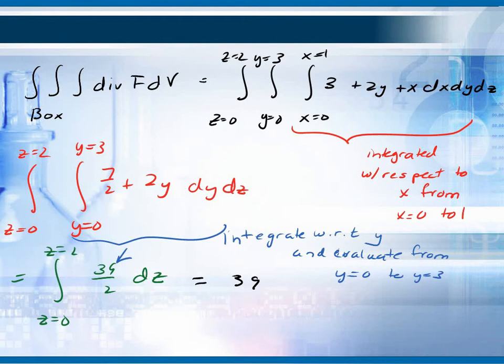And so you integrate this second integrand with respect to y and do the same thing. Apply the fundamental theorem of calculus. All the y's drop out and you're left with 39 halves. And then you integrate that with respect to z and use the fundamental theorem of calculus here and you end up with 39. So that's the flux across the boundary of that box.